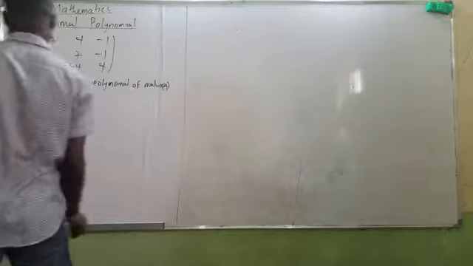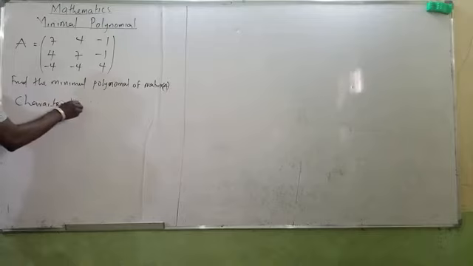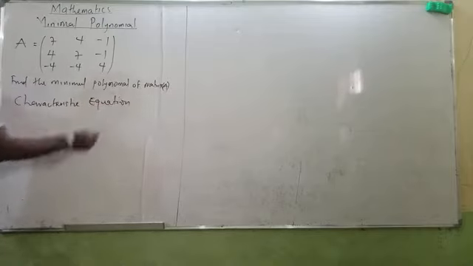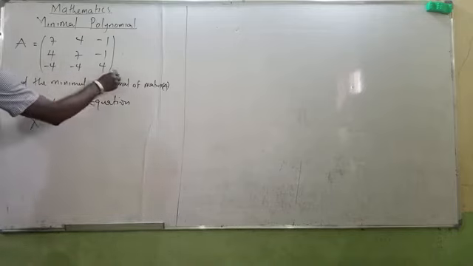what I'm doing now. The first thing I will do here is very, very simple. I will take my what? Characteristic equation. Now, my characteristic equation will just be, don't forget, a 3 by 3 matrix.